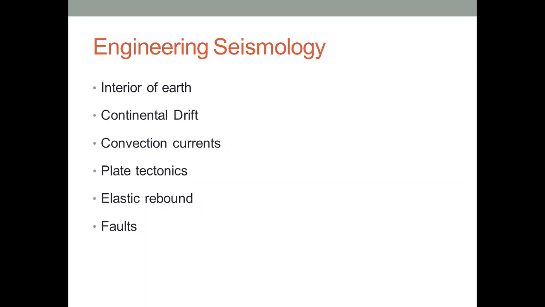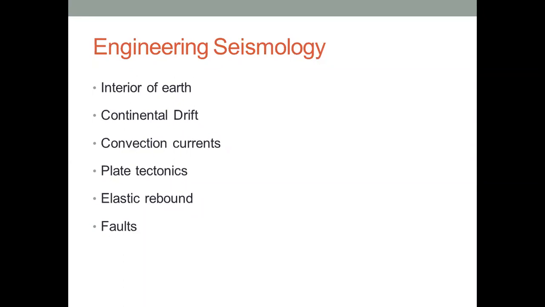Because of that, the plates which are floating at the crust level will be moving. That movement of the plates on the crust level is based on the convection current which is developed inside the earth. How the convection currents are developed, and what materials are present inside the earth, we'll see.